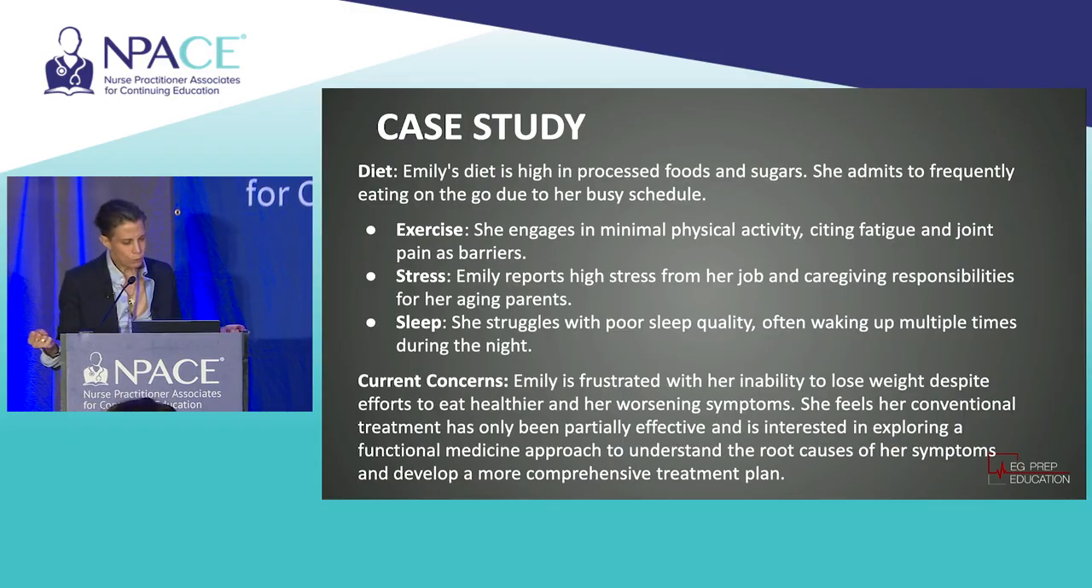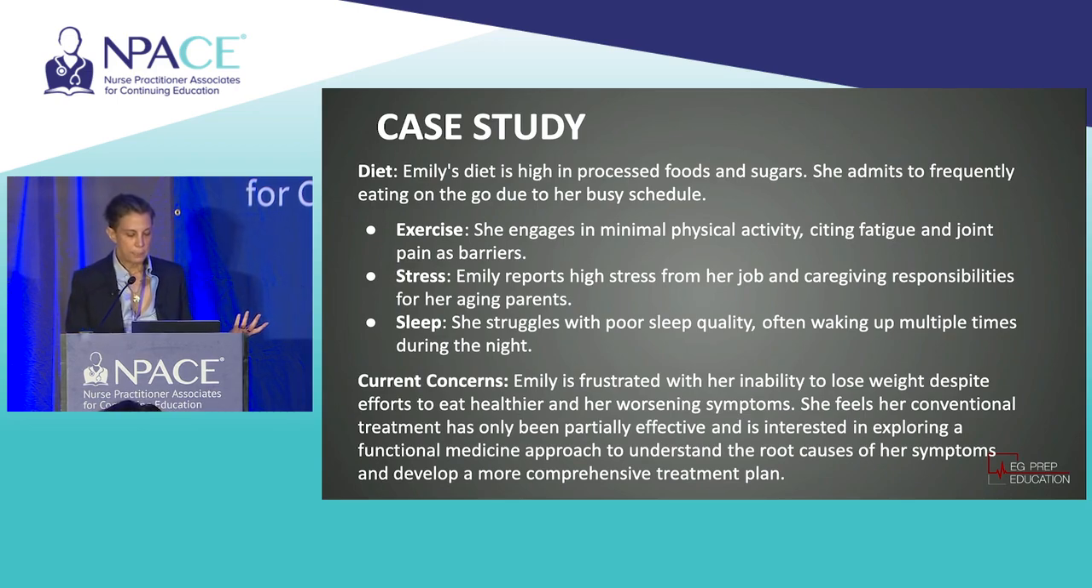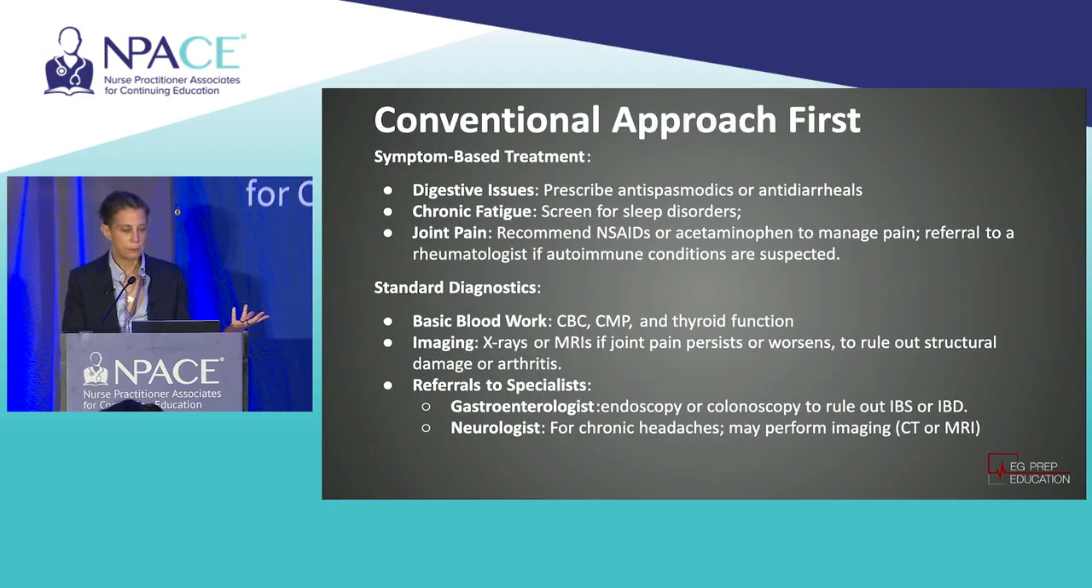She's like, I can't lose weight, even though I try to eat healthier. Everything seems to be worse. I've been to my primary care several times, and they just offer me weight loss medication, and it may or may not work. But I really want to explore a functional medicine approach to understand why all this is happening. Why do I not feel optimal?